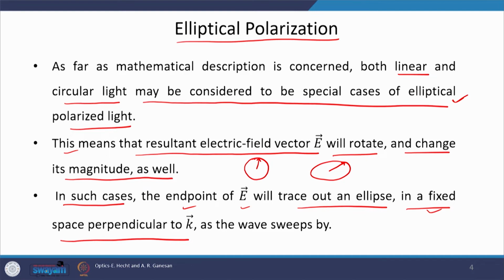And we have seen that when circularly polarized light propagates in space, it traces a spiral. And when we see it from the front, when we point our eyes towards the source, then we see that there is a circle. The locus of the electric field vector is a circle.